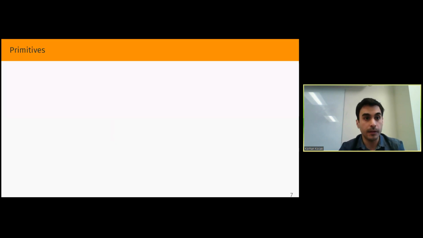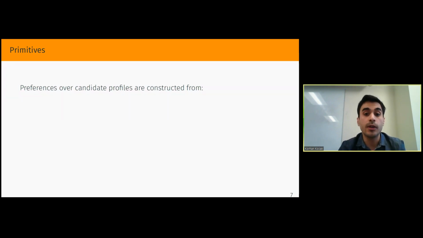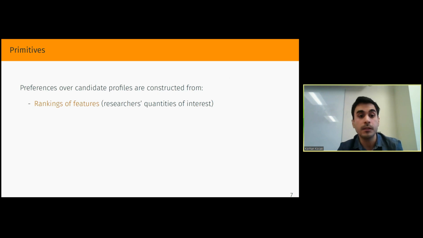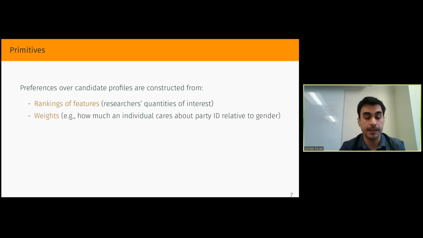The primitives of the example are going to be as follows. I'm going to assume that preferences over candidate profiles are constructed from two things. First, the rankings of features, that is, the researcher's quantities of interest. Do voters prefer males or females? And two, the weights assigned to different attributes. So, how much an individual cares about, say, party ID relative to gender. What do they pay attention to the most?